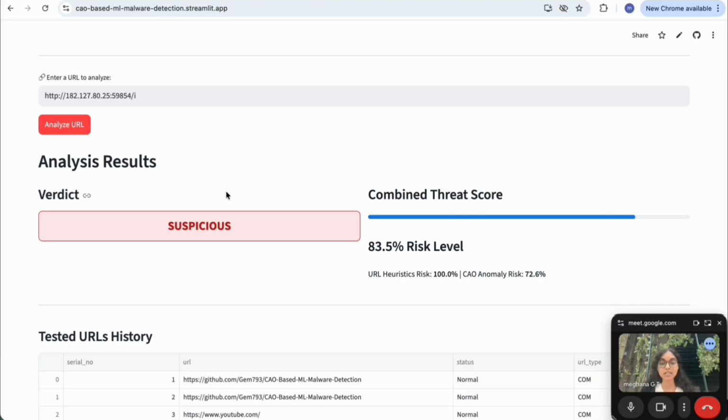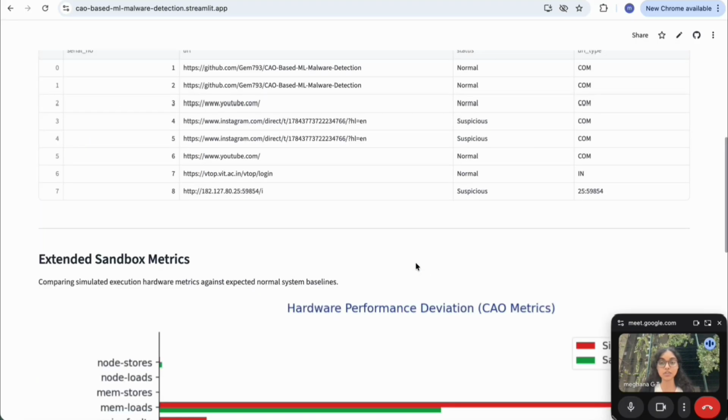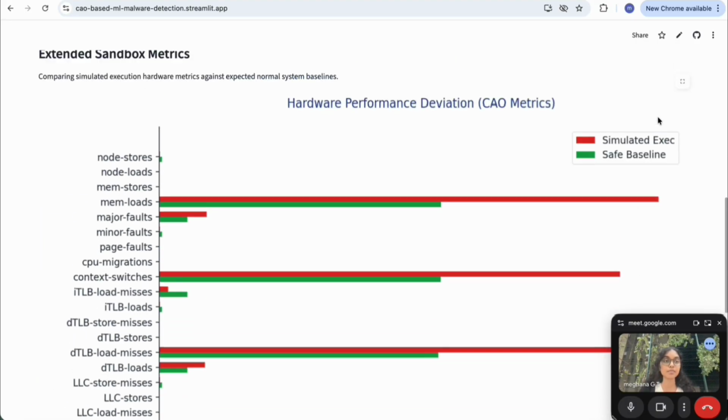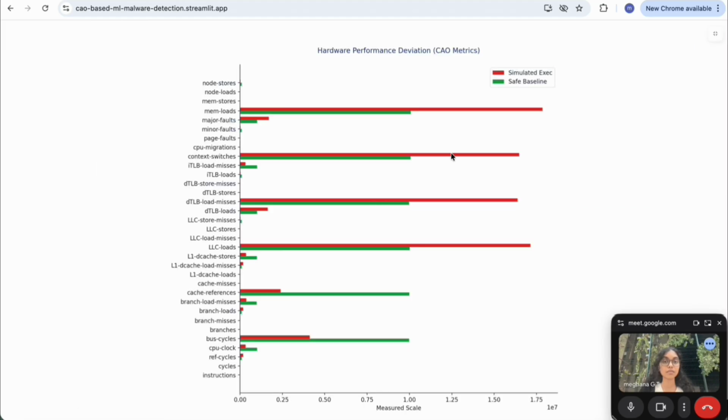As we can see here, the system displays a final verdict, either normal or suspicious. It also shows a combined threat score as a percentage. This graph compares simulated execution metrics with baseline values. Any significant deviation from normal behavior indicates potential malicious behavior.